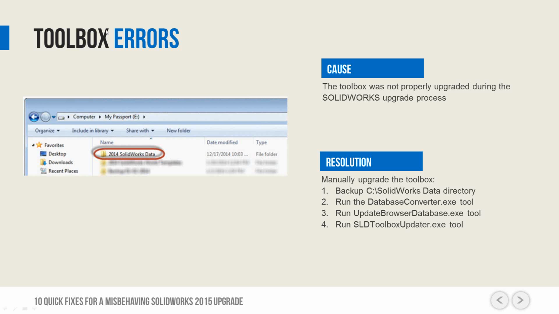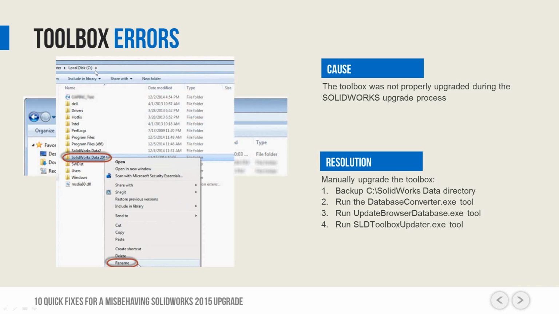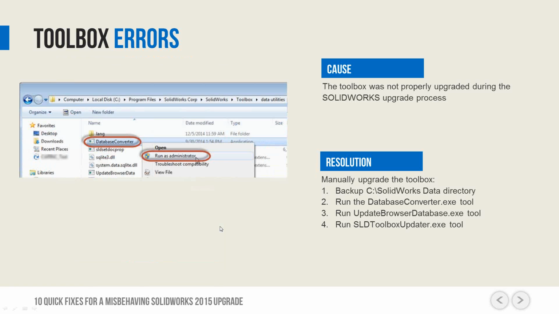The way that this looks is, let's say I have a 2014 SolidWorks data folder. I'm going to take that and back it up maybe on a removable USB drive or something just to keep it safe in case any of the updating that I do messes with the installation or the update of the toolbox. From there, I'll go back to where that is located under the C drive, SolidWorks data, and rename it to something that makes more sense for my latest installation. So maybe change it to SolidWorks data 2015, for example.